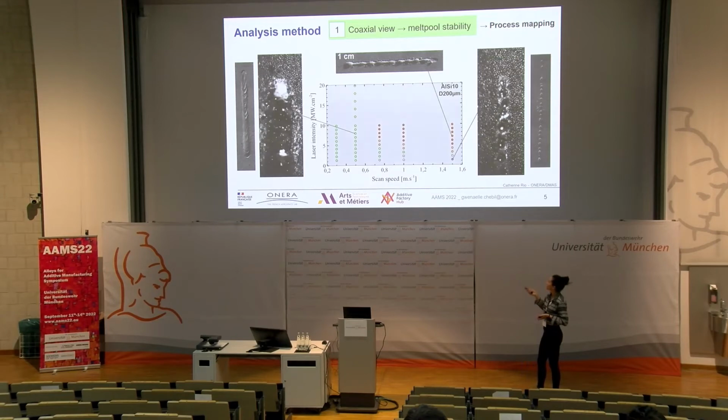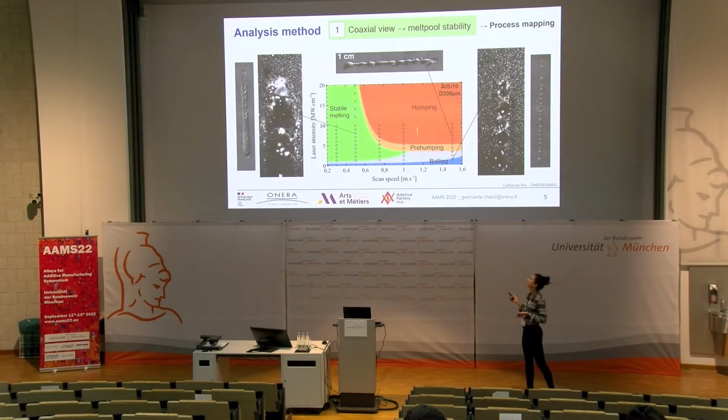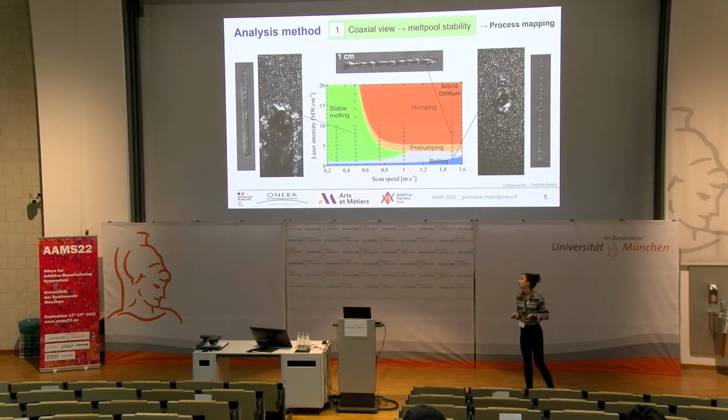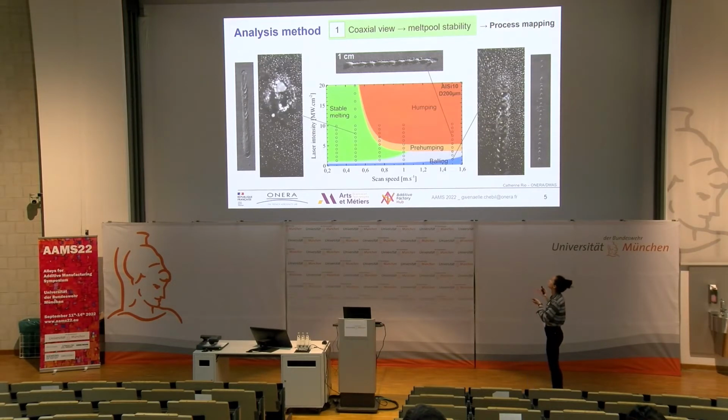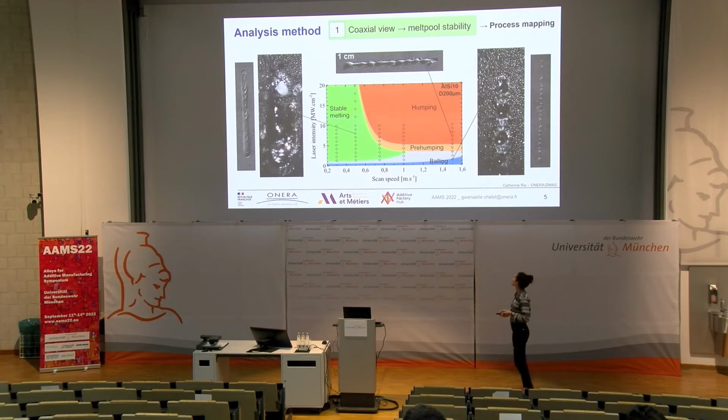Then with all the points, I do an extrapolation to get that kind of process map, so I know for each set of parameters whether I am in stable mode, pre-humping mode, humping mode, or balling.